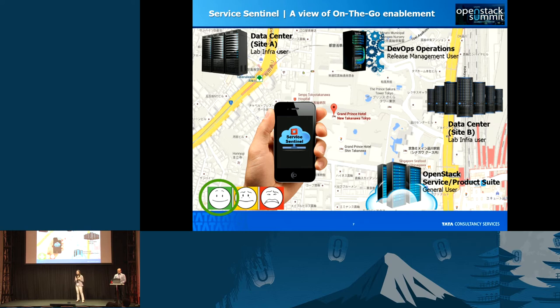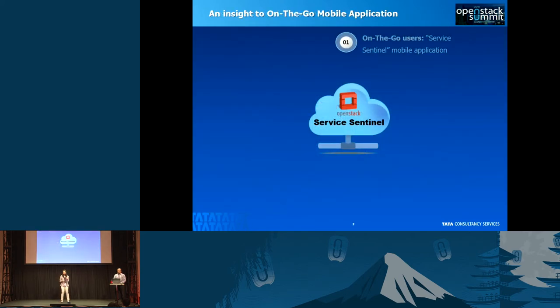This is applicable, as we discussed, for the Lab Infra user, the DevOps users and the general users of OpenStack. So our final aim to achieve via Service Sentinel is to allow anytime and anywhere access of the OpenStack critical operations on the go for any kind of OpenStack user. To summarize, we discussed the different kinds of day-to-day activities of Service Sentinel.